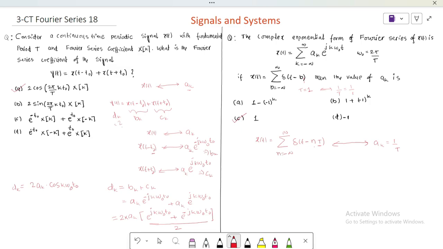These are the previous year's questions asked in the engineering services examination, which is conducted by the UPSC in the electronics and communication stream.